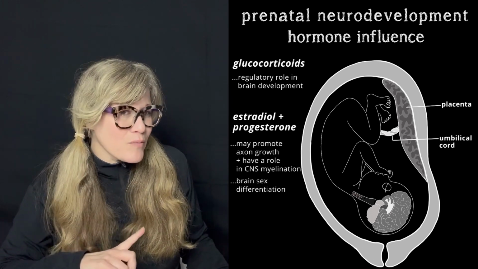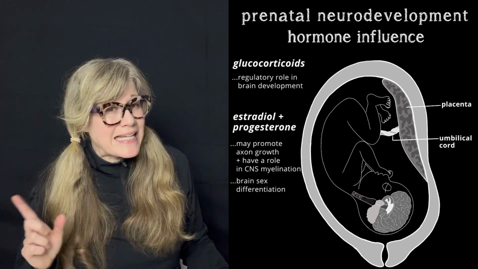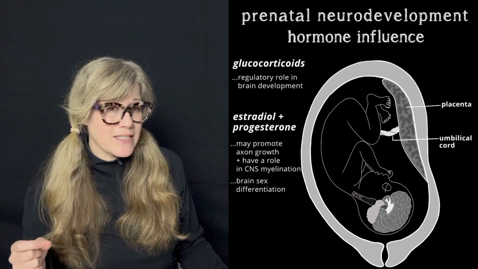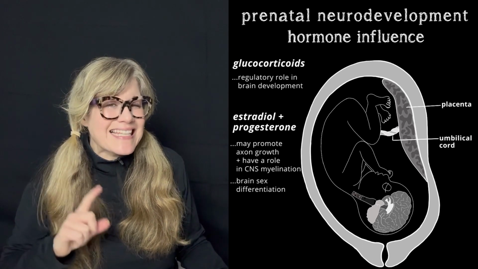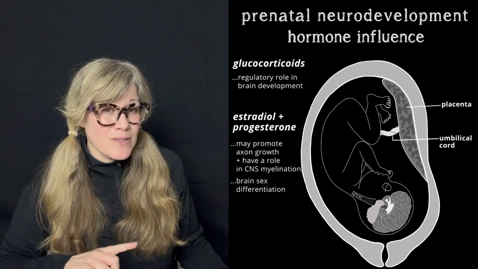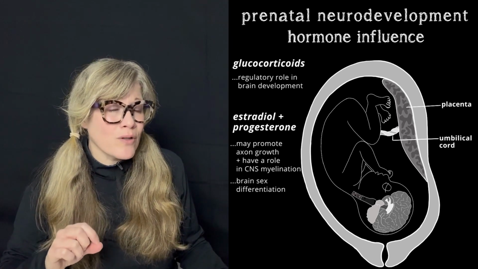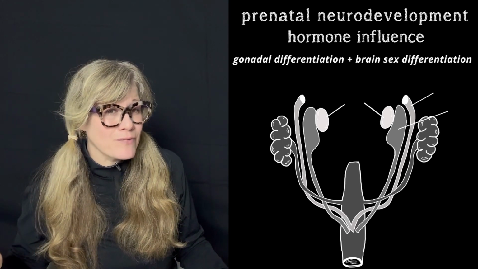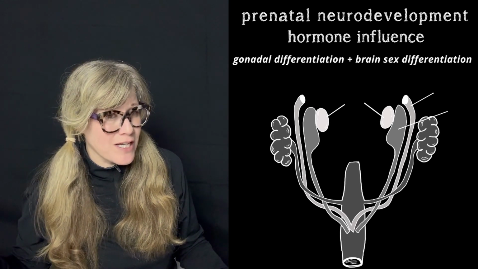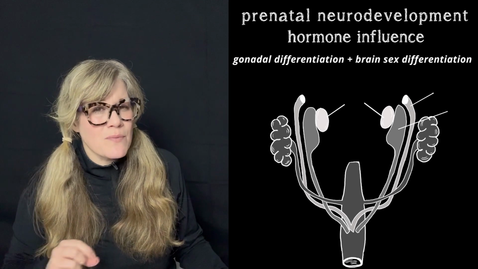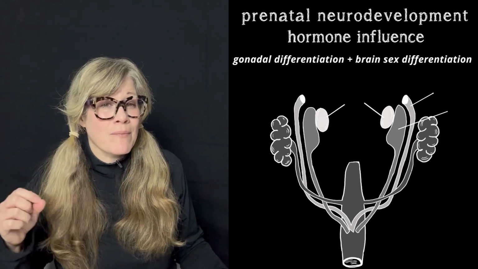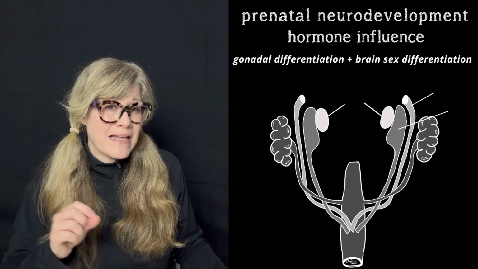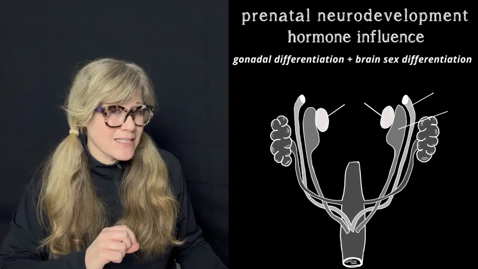There are other hormonal influences from the thyroid and insulin growth factor, but I'll post a paper in the reference section for you to investigate on your own, because I'd like to devote the remaining minutes of this episode to the genetic and hormonal influence on gonadal differentiation and how that may influence brain sex differentiation. And this is just a fancy way of saying that depending on the embryo's gonads, some of its brain structures will later undergo masculinization or feminization.